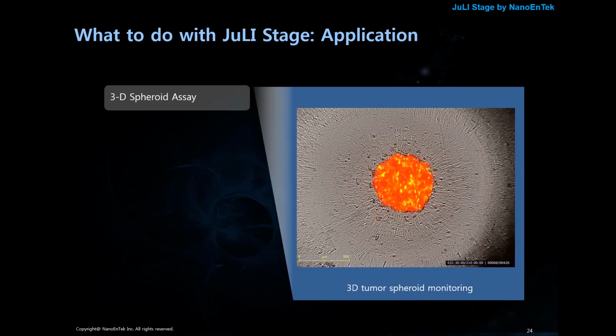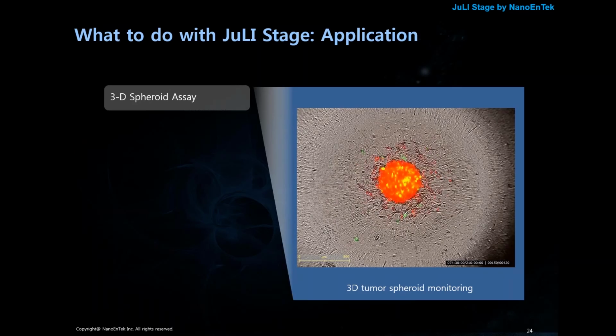As you can see, the cells conform to the middle, to the center at first, and then now they are expanding and growing towards the outside. And many cancer researchers are studying various drug interactions and cell-cell interactions using this 3D spheroid way of looking and observing the cells.